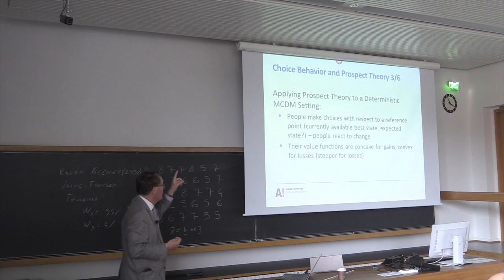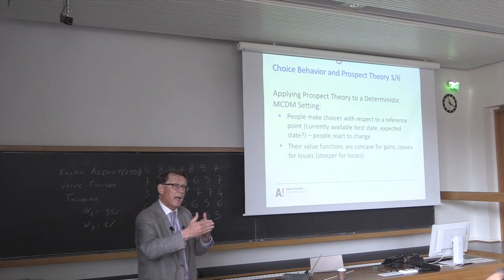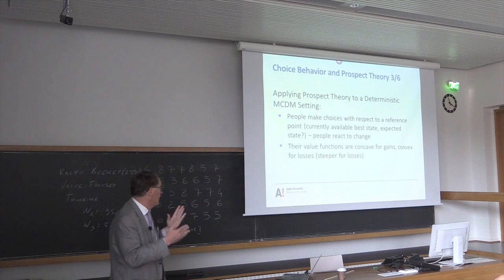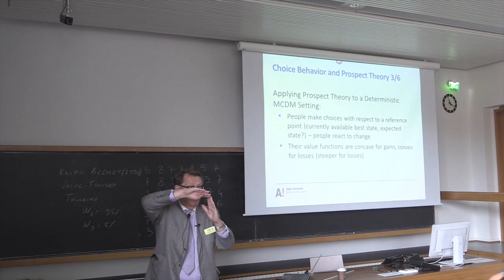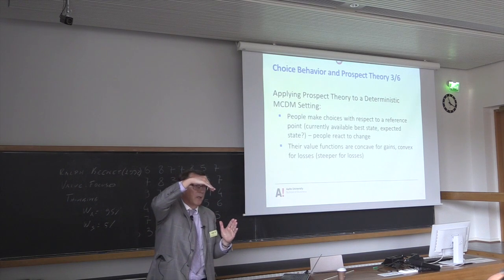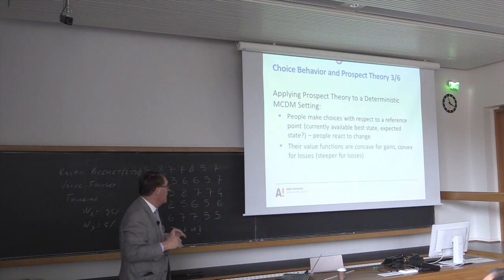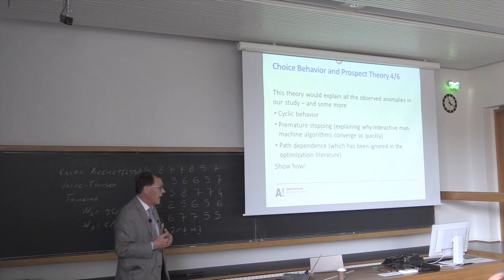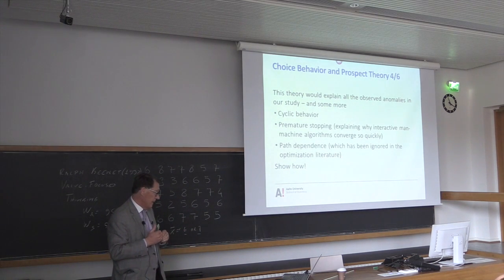That's one of the key ideas in the Tversky-Kahneman prospect theory, that people make choices with respect to a reference point. People react to change. Moreover, the value functions with respect to a reference point are concave for gains, since people are typically risk averse for gains, and convex for losses. And the slope is steeper for losses, so that people hate to lose. Okay, that's prospect theory in a nutshell. To our surprise, this theory would reasonably explain all the anomalies observed in our experiment, and some more.